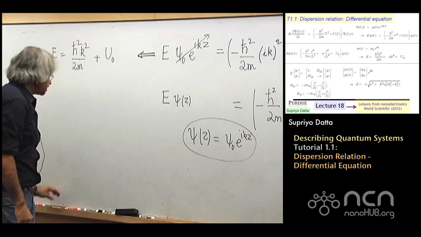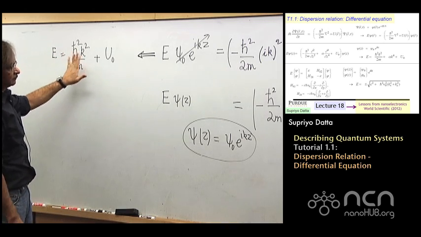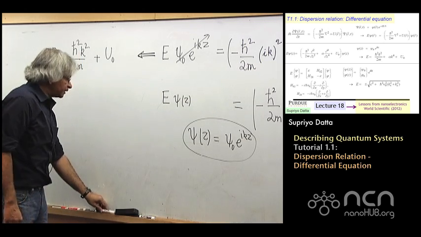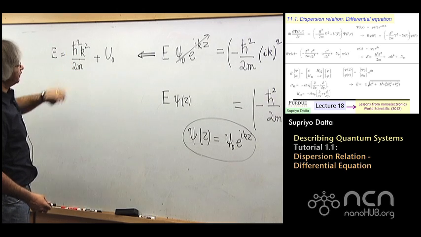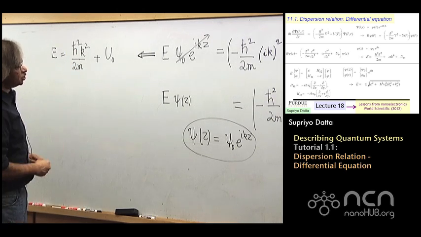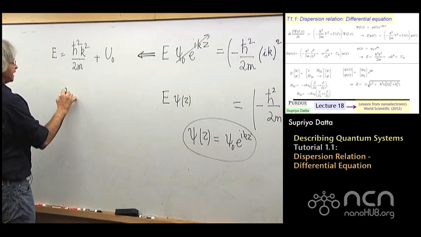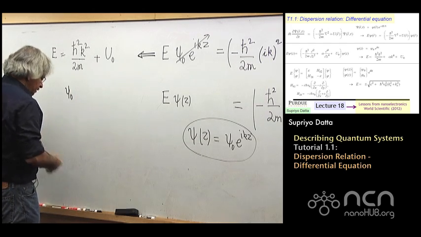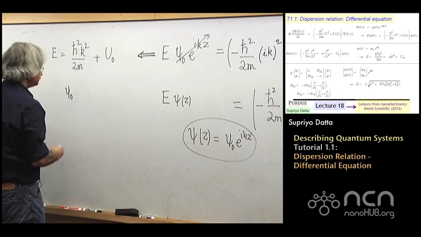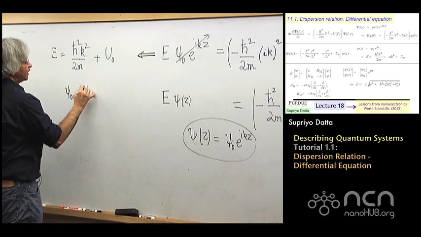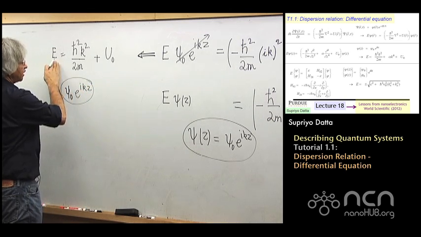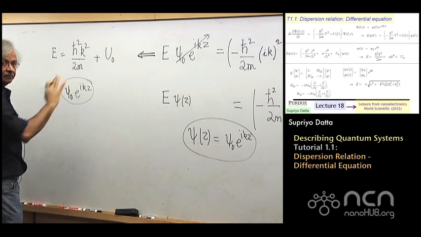And this relationship between E and k, what it tells you is that as long as E and k are related by this, our assumed form of the solution, namely psi 0 e to the power ikz, will satisfy our differential equation as long as E and k are related by this.